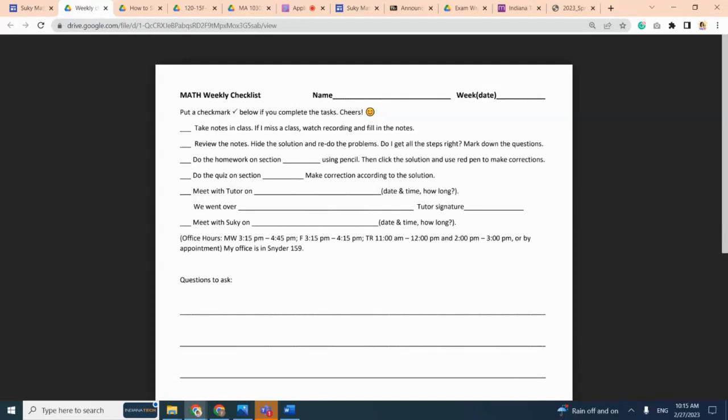So this is how it works. Every week, I will put this weekly checklist here. You take a copy, and then you put down your name and the week. For example, this week is February 27 to March 3rd. So you put your name here and the date, February 27 to March 3rd, here. You put a check mark below if you complete the task.